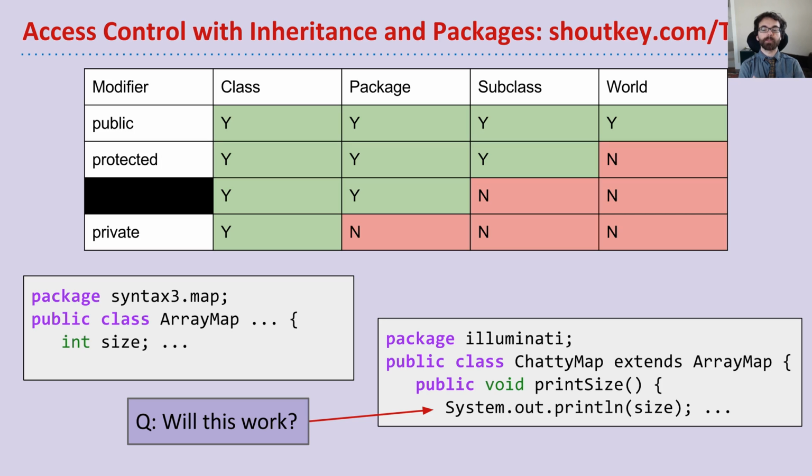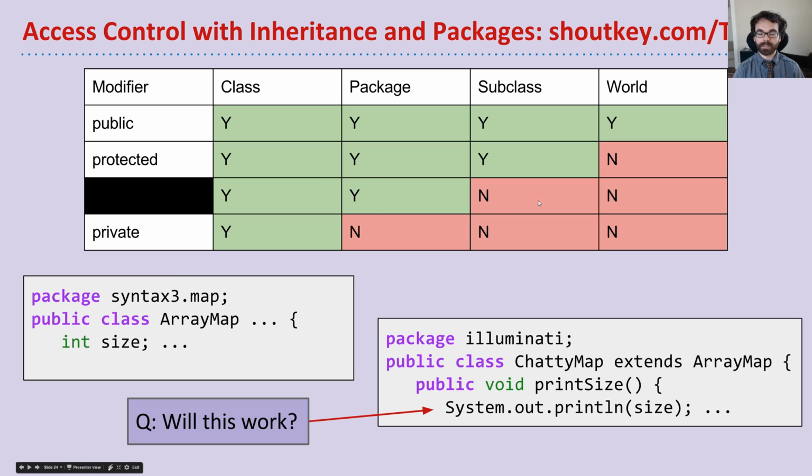So does it work? What happens when you try and compile? Well, this is the way the compiler thinks. It says, okay, here's some code, print line size. Is that a field? Yes, I have a field called size. Okay, what's its access modifier? Package private. Is this ChattyMap part of the same class as the ArrayMap class that the size belongs to? No. Okay, so next we consider the package. Is it part of the same package, Illuminati versus Syntax3 map? No, it's not.